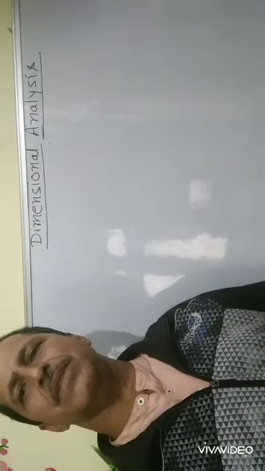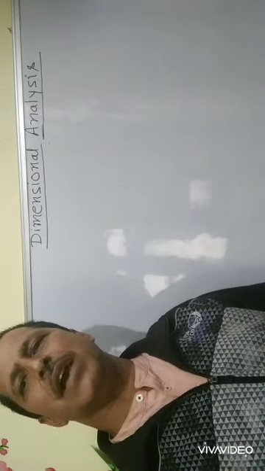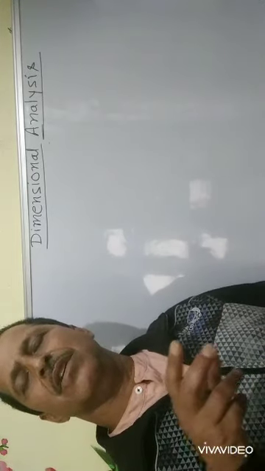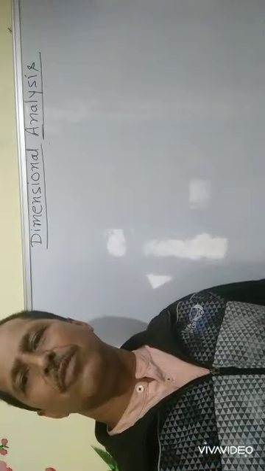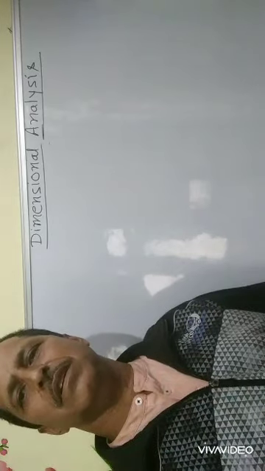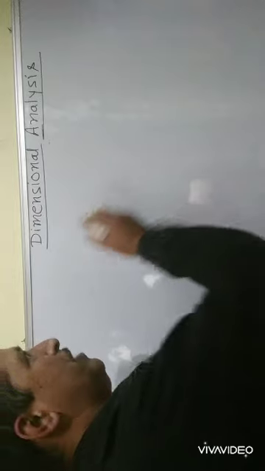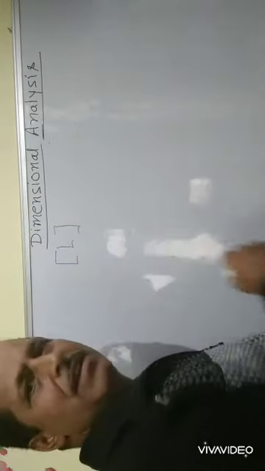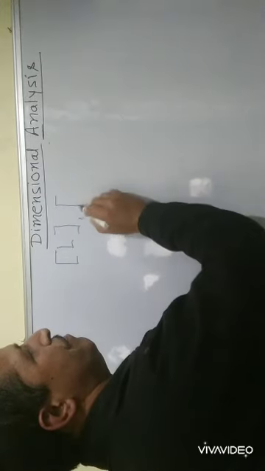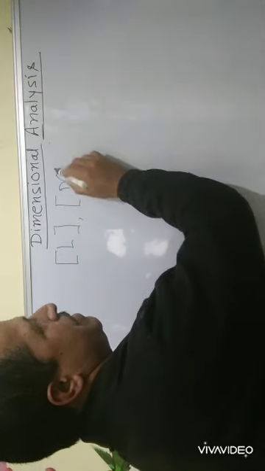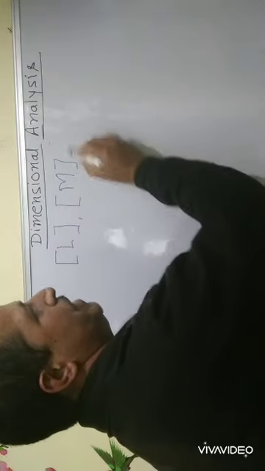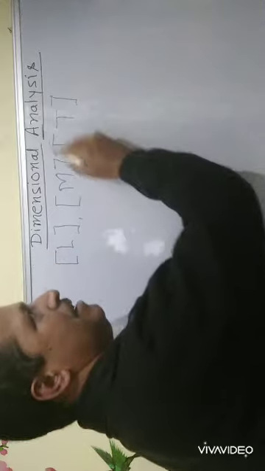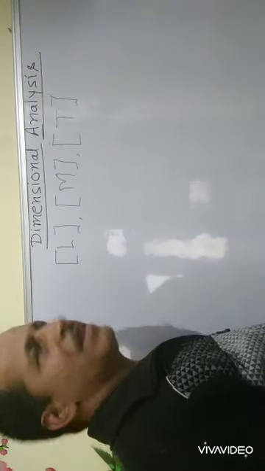Just as we do in chemistry, we give symbols to the elements and according to their combination, we give the chemical formula to a compound. In the same way, here we will have the symbol L for the dimensional formula of length, M for mass in capital letters it should be, and for time we take capital T inside the square brackets.